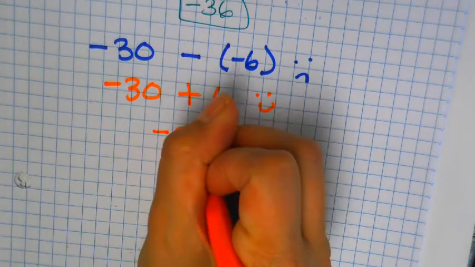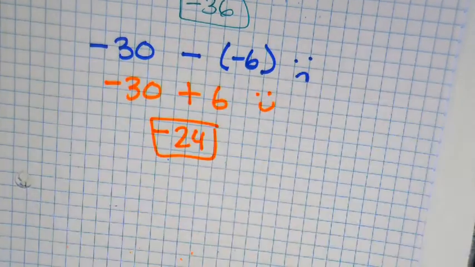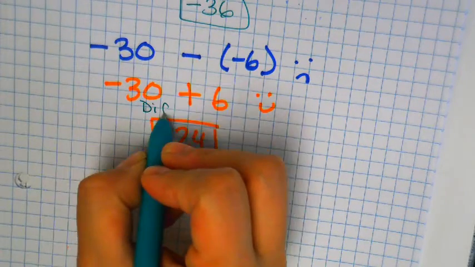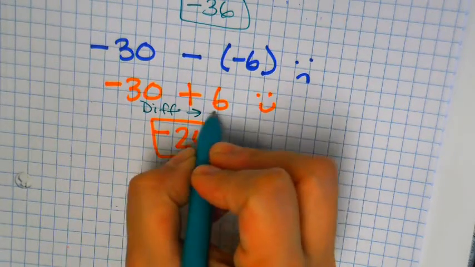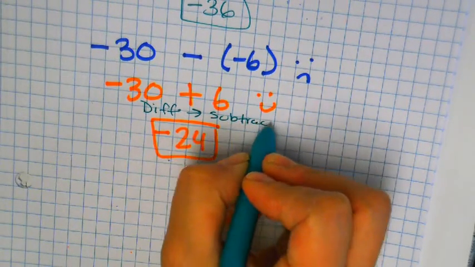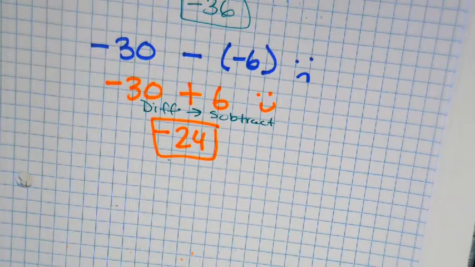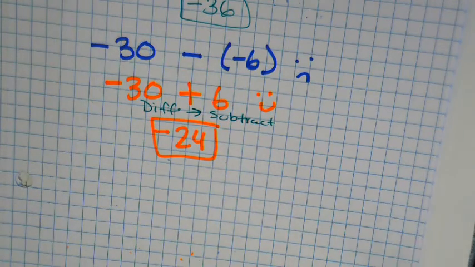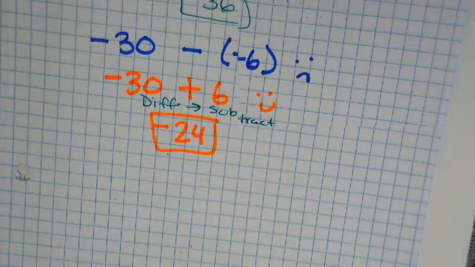Negative 24. So they're different. So if they're different, you're going to subtract. Does that make sense? If they're different, you're going to subtract. Okay? All right, let's take the same two numbers and multiply them.